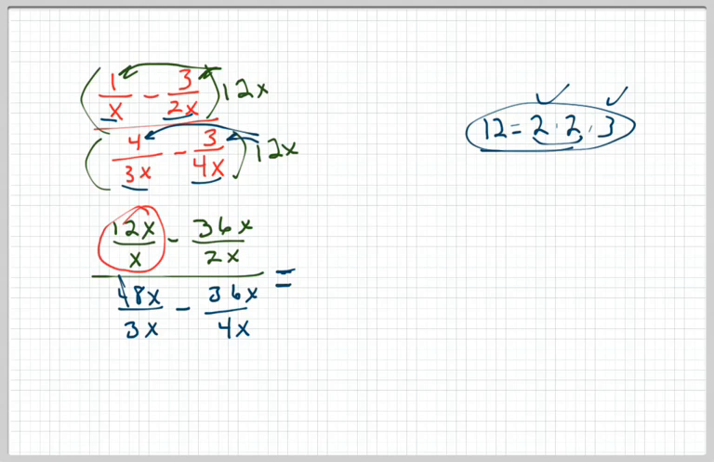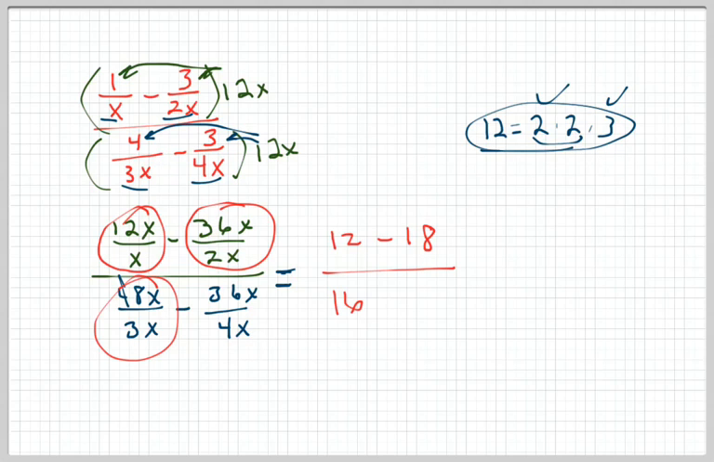And so this simplifies to just 12. And this simplifies to just 18. Down below, it looks like this simplifies to 16, and this simplifies to 9. And so I end up with 12 minus 18, negative 6, over 25.